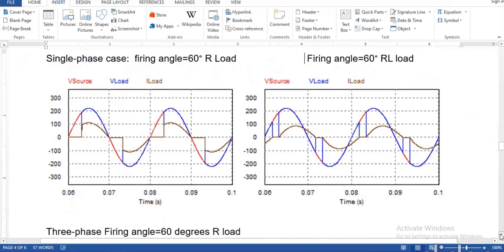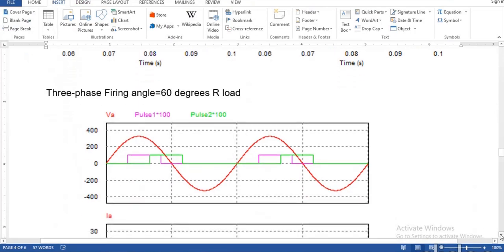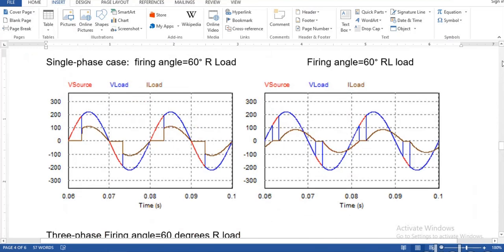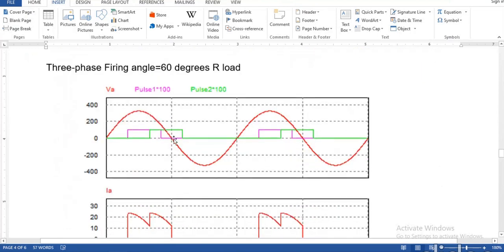I have done some simulation for three-phase AC voltage. First of all, I started with the single-phase AC voltage controller. This is the sinusoidal input voltage, which is VA. Wait a minute, the single-phase AC voltage controller I have already shown. This is the three-phase AC voltage controller. In it, I have taken only VA, for example, and I have taken firing angle equal to 60 degrees.